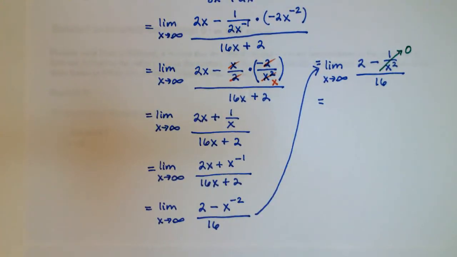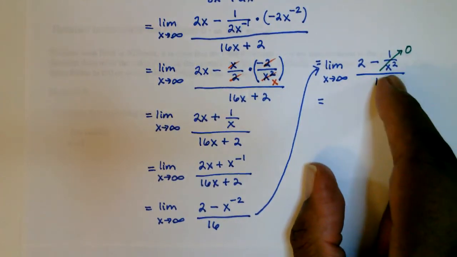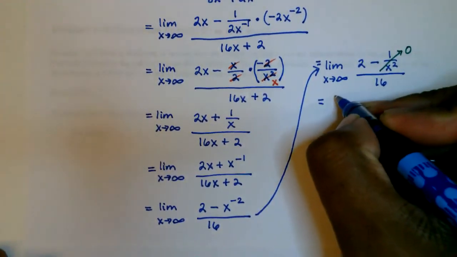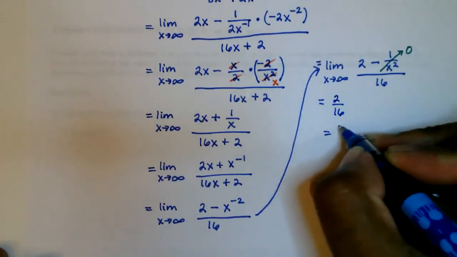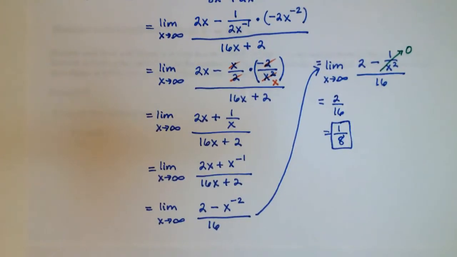There's a rule back in chapter 2 when we were dealing with limits at infinity. As we let x approach infinity, then 1 over x to whatever that power is will go to 0. So as x approaches infinity, the limit of 1 over x squared goes to 0. So we'll be left with just 2 over 16. And 2 sixteenths reduces to 1/8. Okay. So the limit as x approaches infinity of x squared minus ln of 2 over x, divided by 8x squared plus 2x, will end up being 1/8.